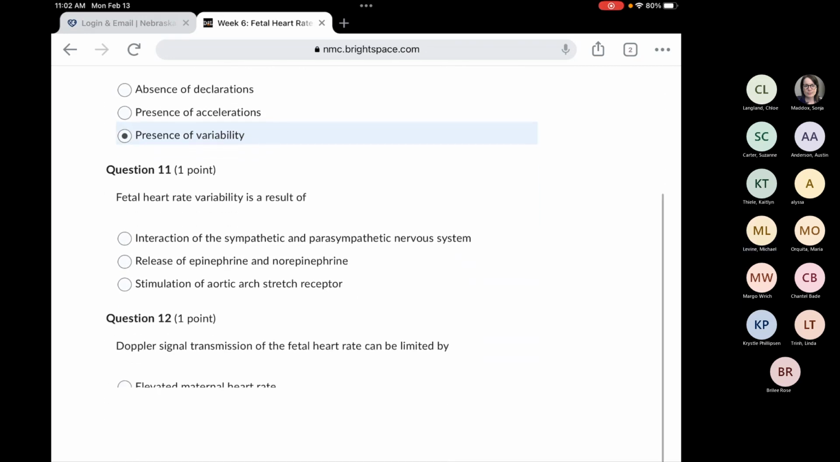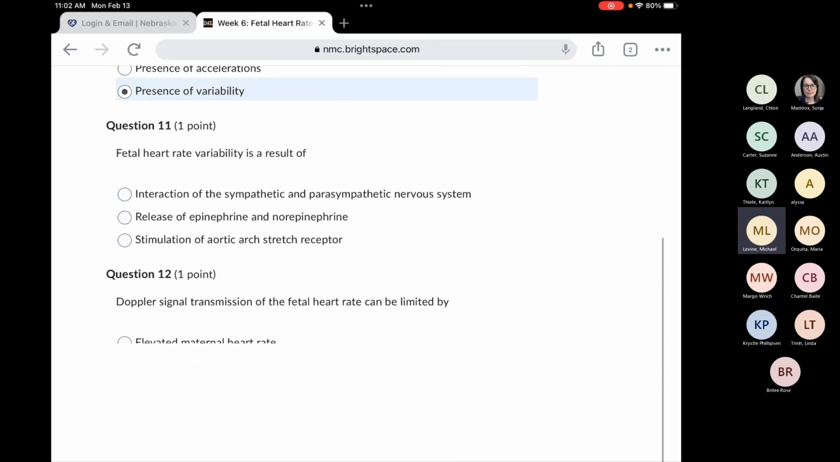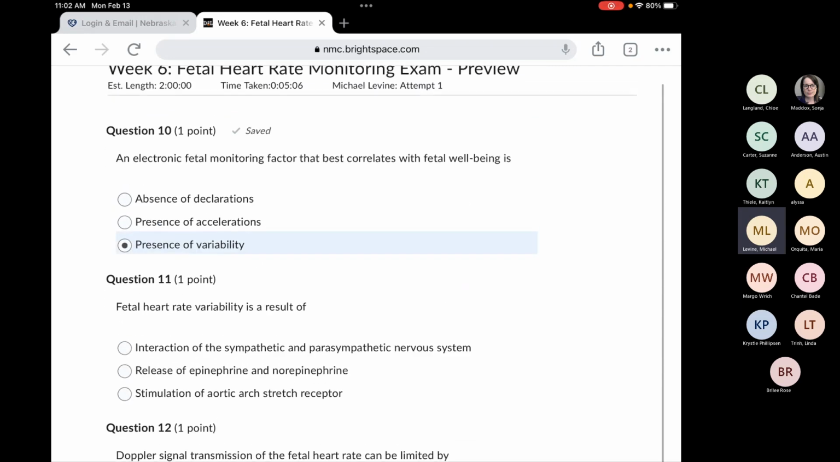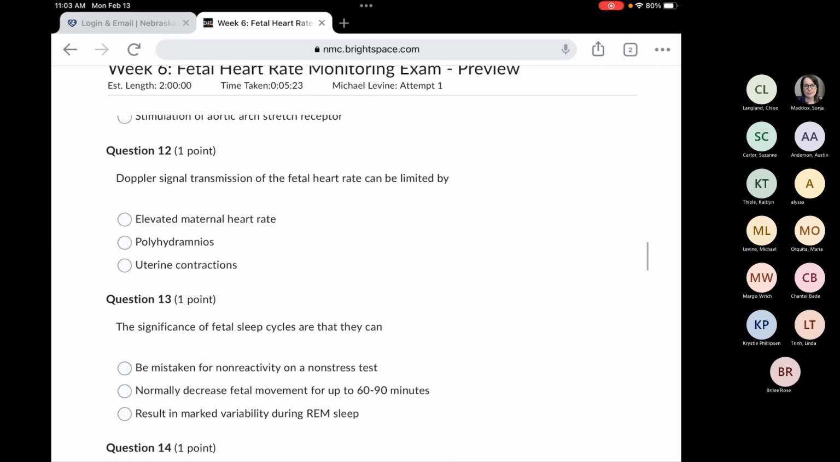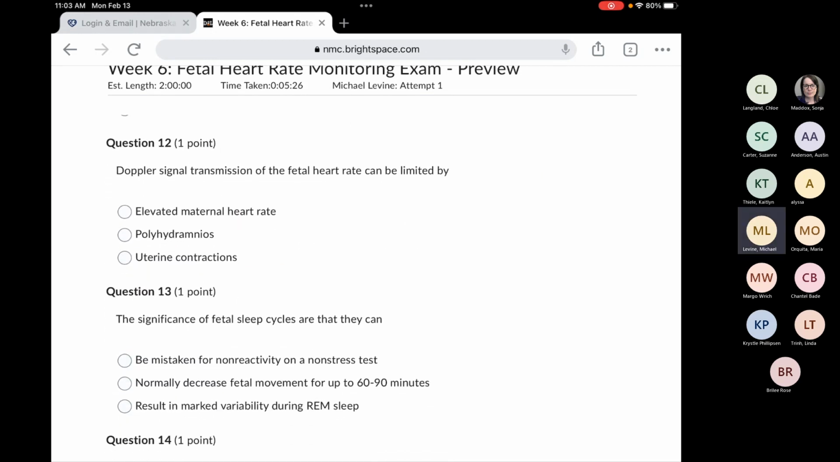That's a hard one. Number 11, fetal heart rate variability is a result of the interaction of the sympathetic and parasympathetic nervous system, release of epinephrine and norepinephrine, stimulation of aortic arch receptors. The answer is A, the interaction of the sympathetic and parasympathetic nervous system. Number 12, Doppler signal transmission of the fetal heart rate can be limited by, this is a hard one because we didn't discuss it, elevated maternal heart rate, polyhydramnios, uterine contractions.